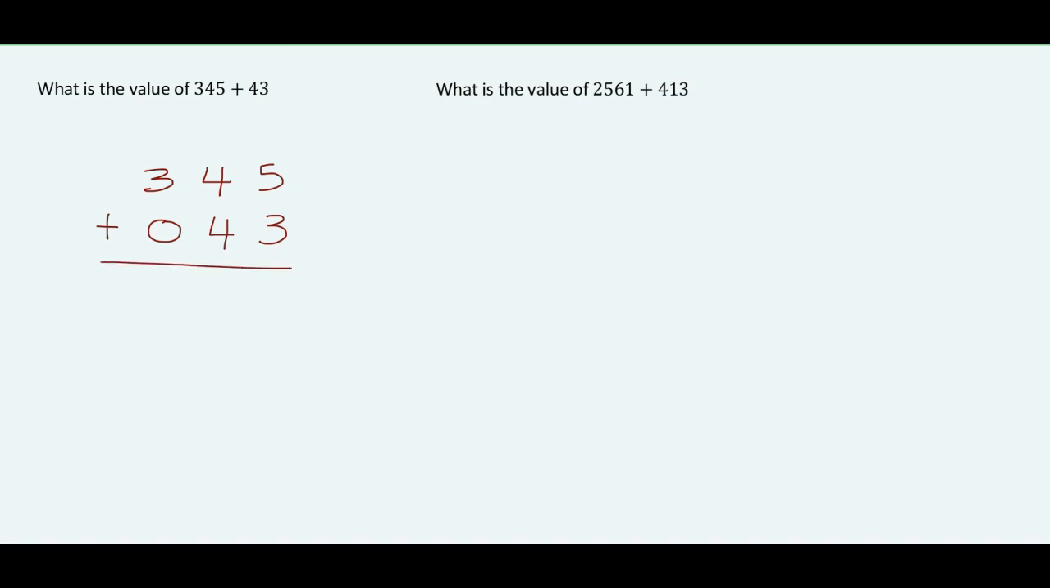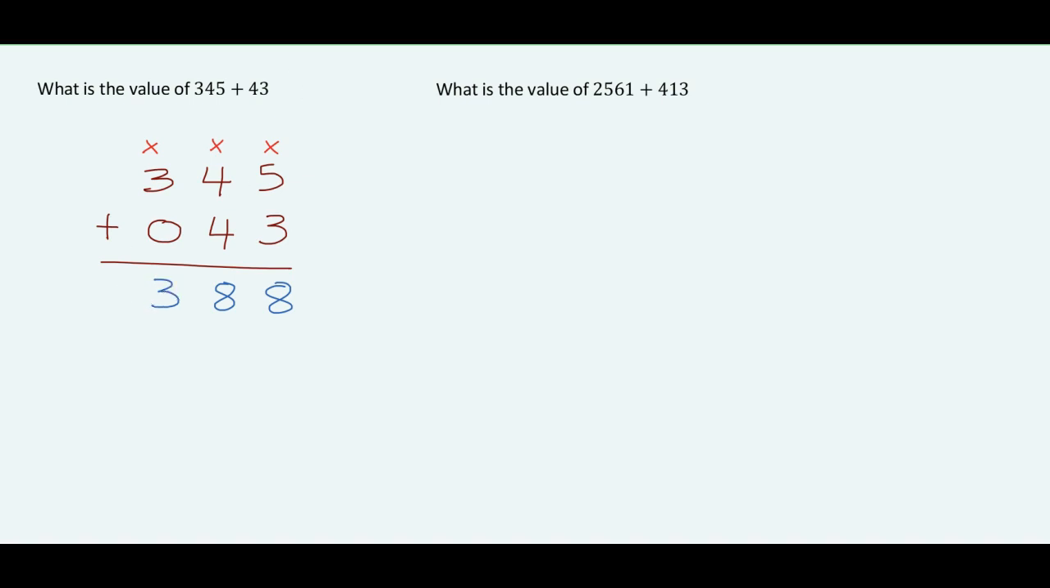So now we're going to add starting from the right hand side. So we start from right here. So 5 plus 3, we're going to have 8. Now we switch over to this next column. 4 plus 4, we're going to have 8. And then we go to this next column here. 3 plus 0, we're going to have 3.